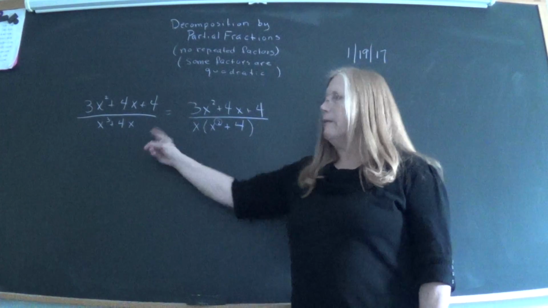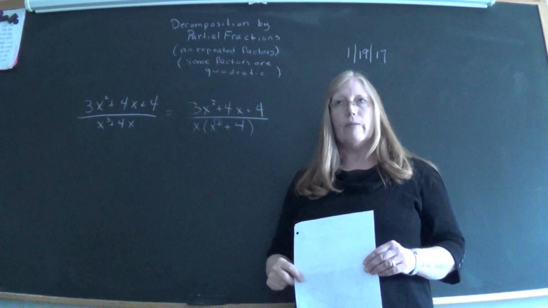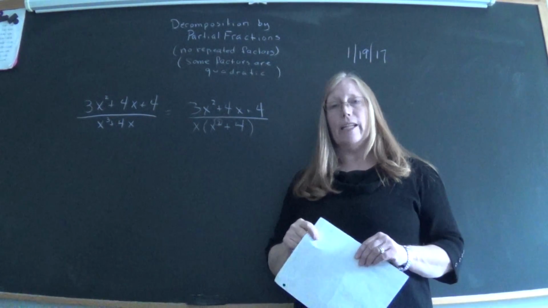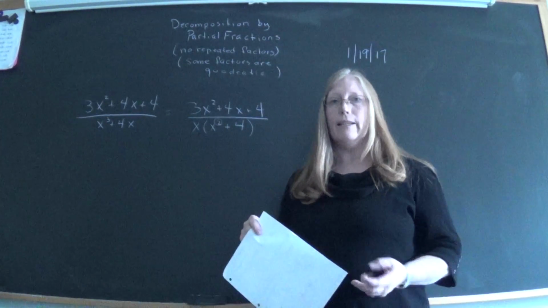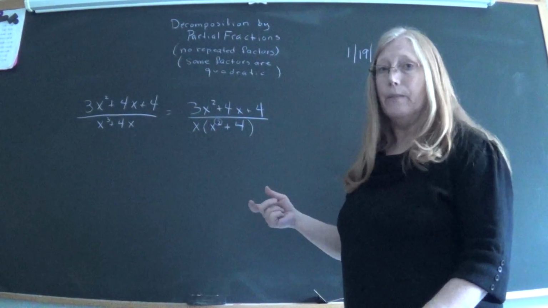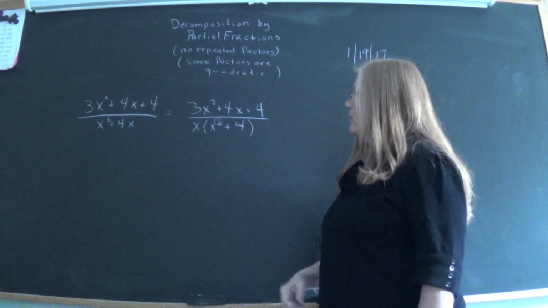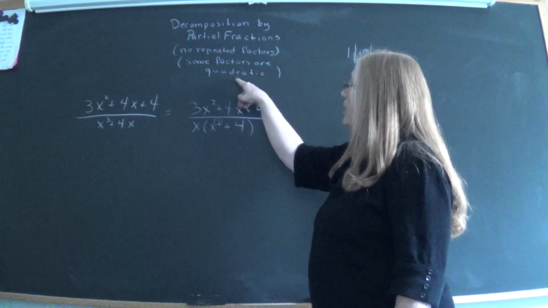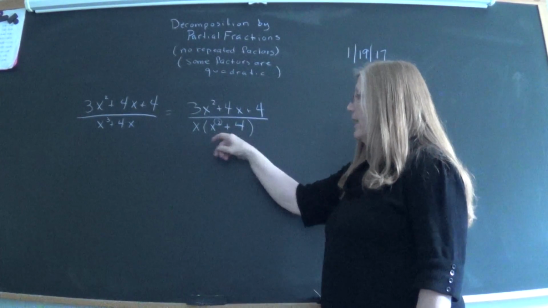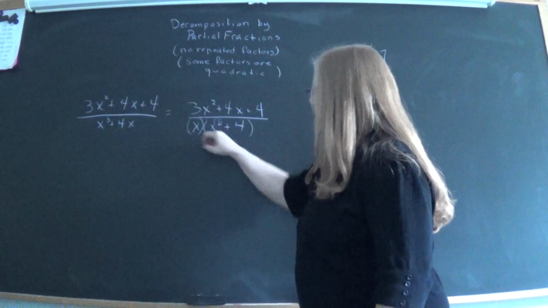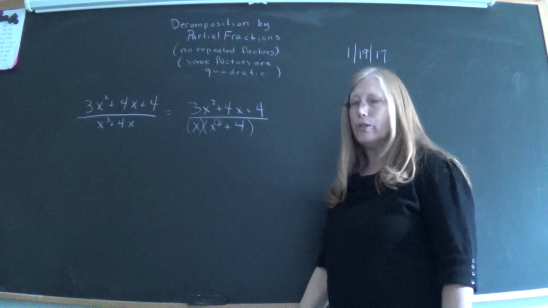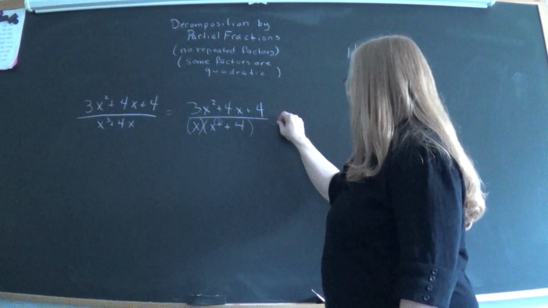Up to now, whenever we factored, we got factors that were linear. Their highest power was 1. So the highest power of the variable was 1. This one is 2. So we are dealing with quadratic factors. x is linear, but this one, x squared plus 4, is quadratic. Here's how we handle that.